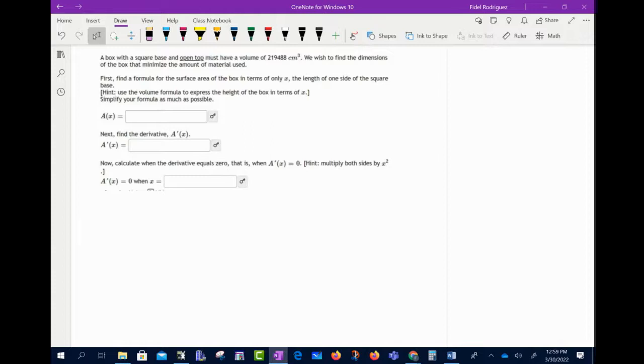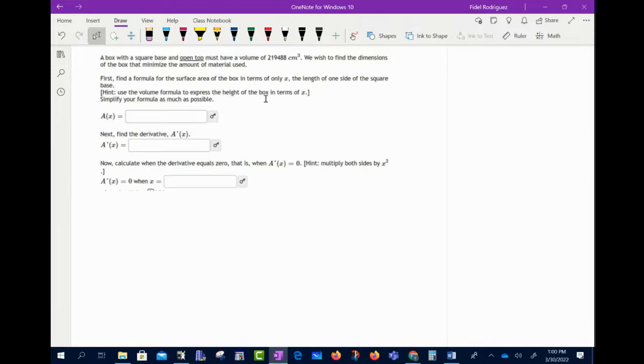Okay, so look, y'all, we got another problem. This is very similar to the first problem that we did on Monday. And look what it says. A box with a square base and an open top must have a volume of 219,488 cubic centimeters. We want to find the dimensions of the box that'll minimize the amount of material used.